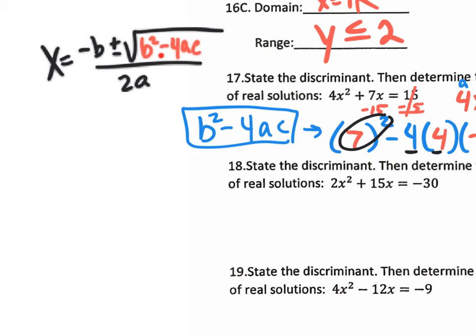If your discriminant is positive, you get 2 answers, which means it crosses at 2 points. If your discriminant is 0, it means you get 1 answer, which means it just touches the x-axis at 1 point. If your discriminant is negative, that means that your parabola doesn't cross the x-axis at all.